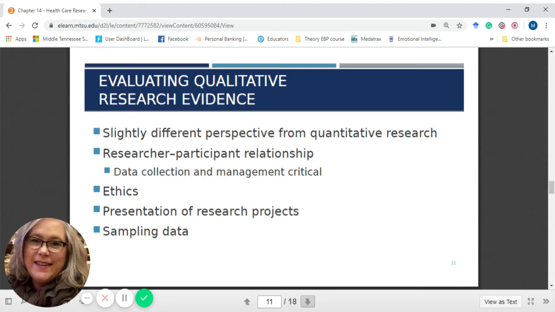So this is your qualitative research evidence. We're looking at the researcher-participant relationship, and that the researcher plays a role in obtaining the information. So we have to talk about ethics, and that the researcher puts their beliefs aside to gather the information. And the sampling data is words, not numbers, not statistics. We're looking for themes and commonalities in the population of interest.